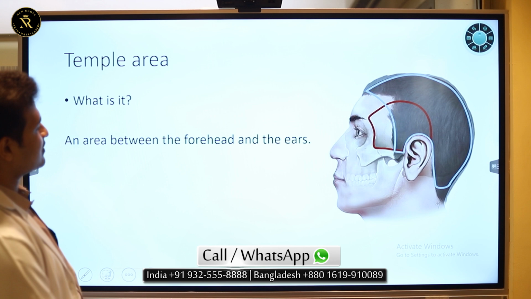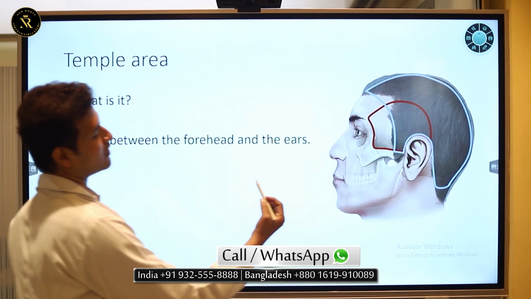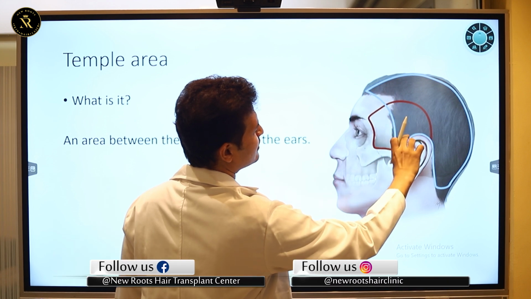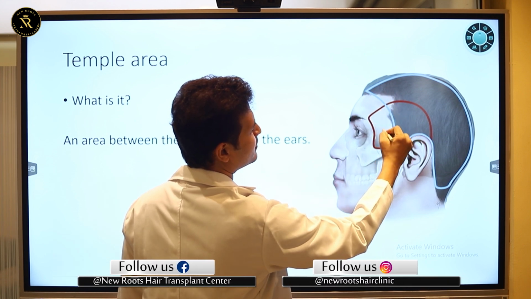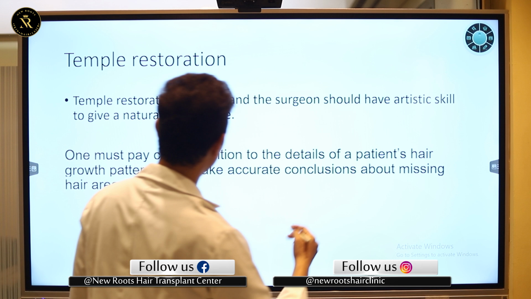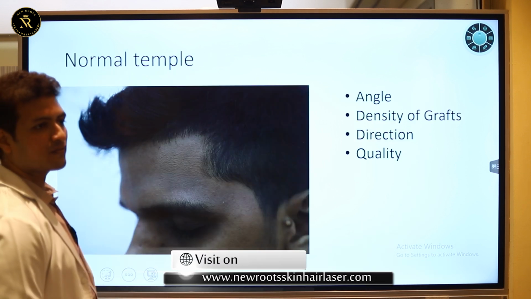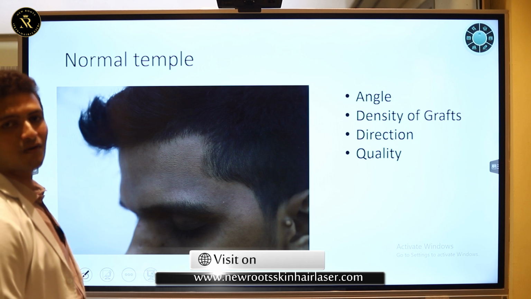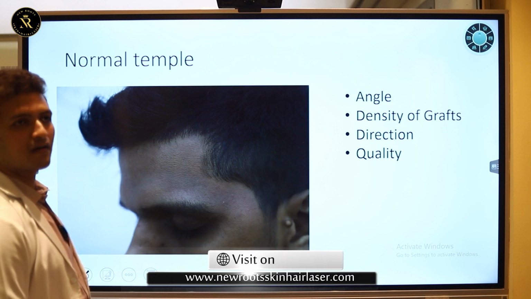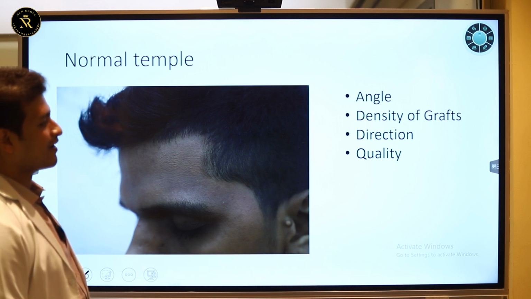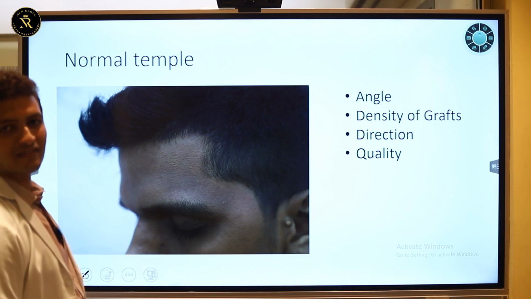First we should understand what is a temple. Here we can see it is an area between the forehead and the ears. So this is your forehead and this is the ear. Any area between this will be called as temple. Before understanding how we restore the temple, one should understand the normal temple, how it looks, and one should watch carefully the direction and density, angle and quality of the hairs present in the temple.